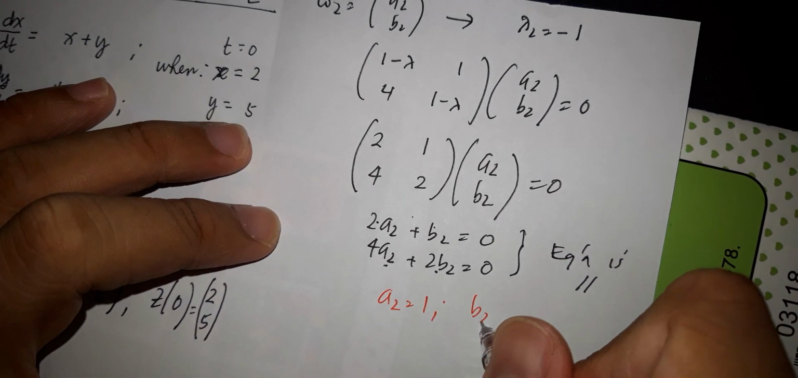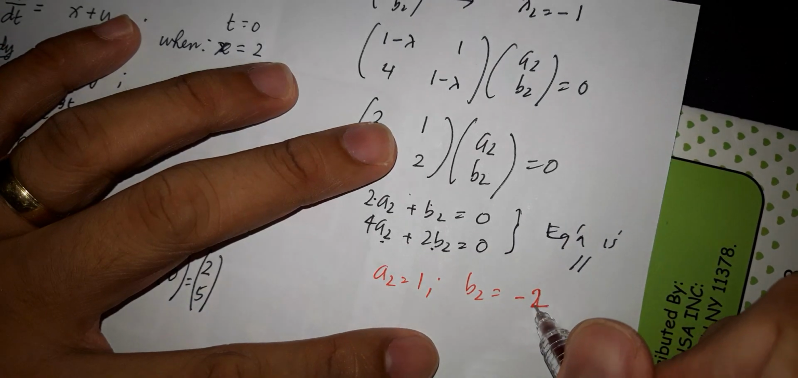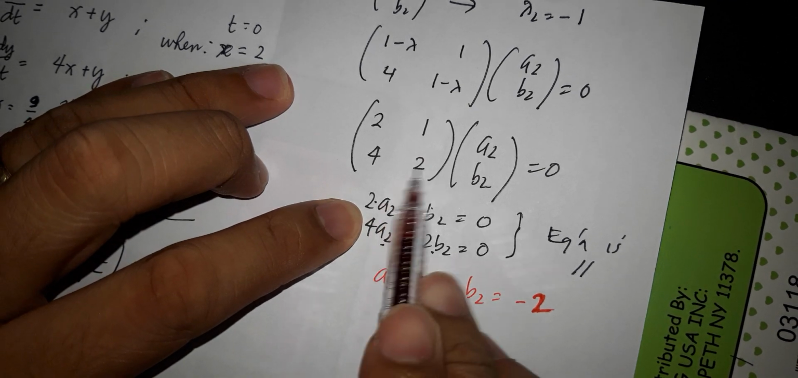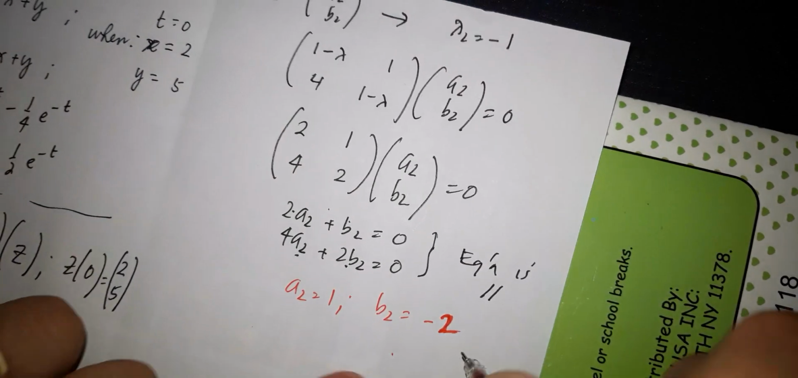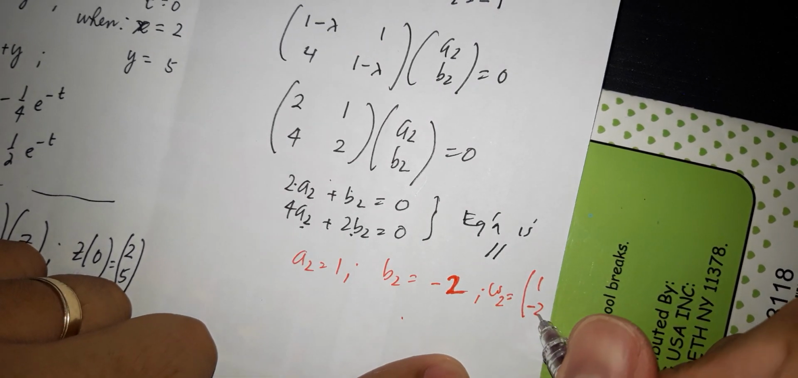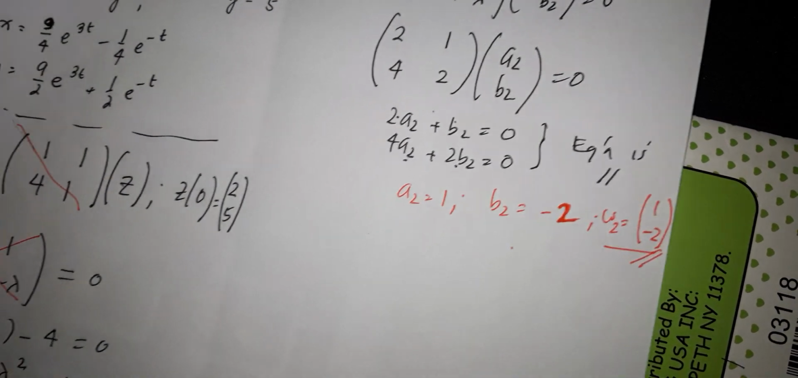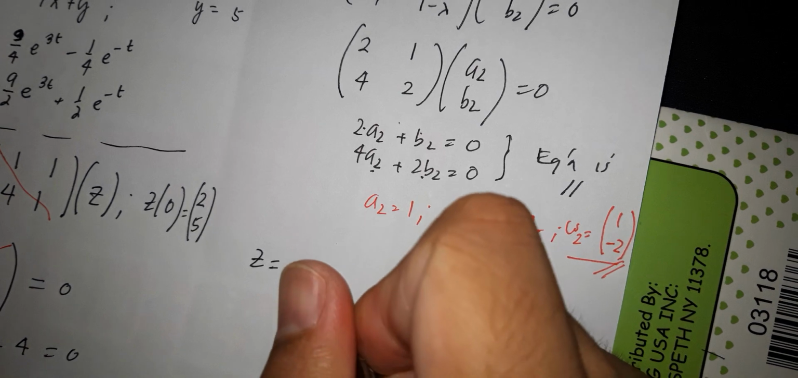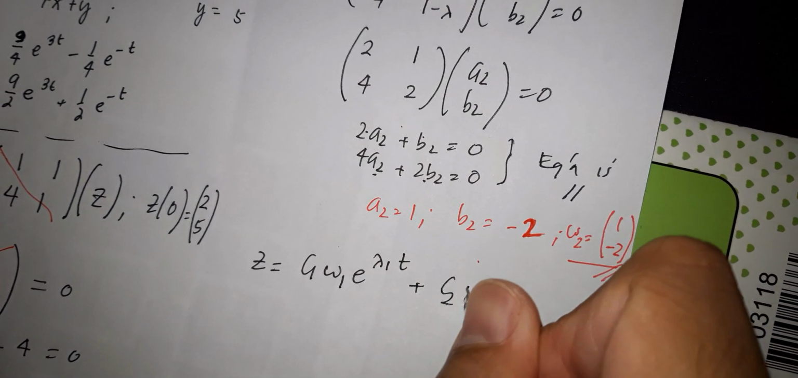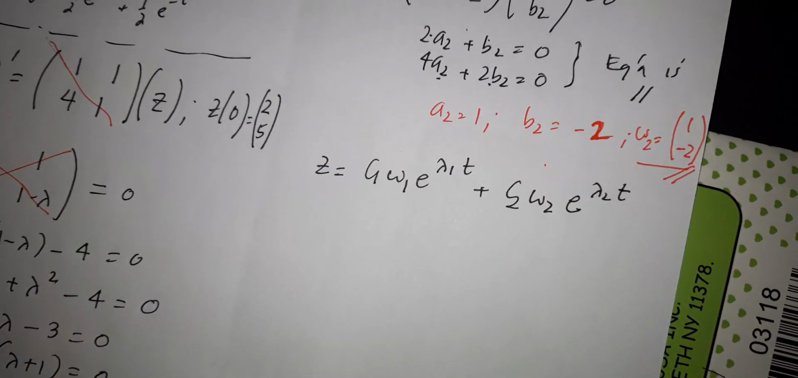If A2 is 1, what is B2? Negative 1. So, ay, negative 2 pala. If I'm going to multiply 1, 2 times 1 is positive 2, transpose negative 2. So, what is your omega 2? That's 1, negative 2. So, that will be our omega 2. So let's substitute into our solution: C1, omega 1, e raised to lambda 1t, plus C2, omega 2, e raised to lambda 2 of t.